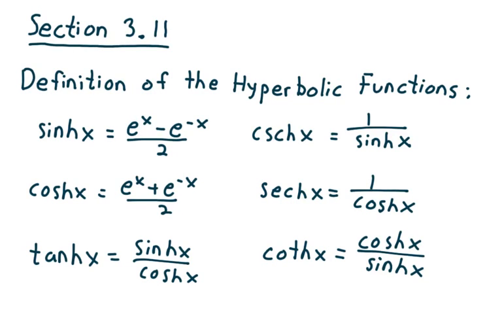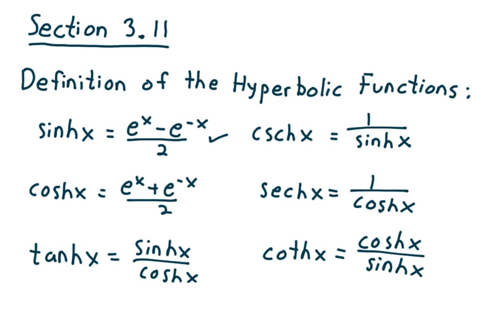This is a video from section 3.11. We're going to look at the definition of the hyperbolic functions. First, sinh x is equal to e to the x minus e to the negative x divided by 2. So that's how you say that, by the way. sinh x, or another way to say it is hyperbolic sine of x.